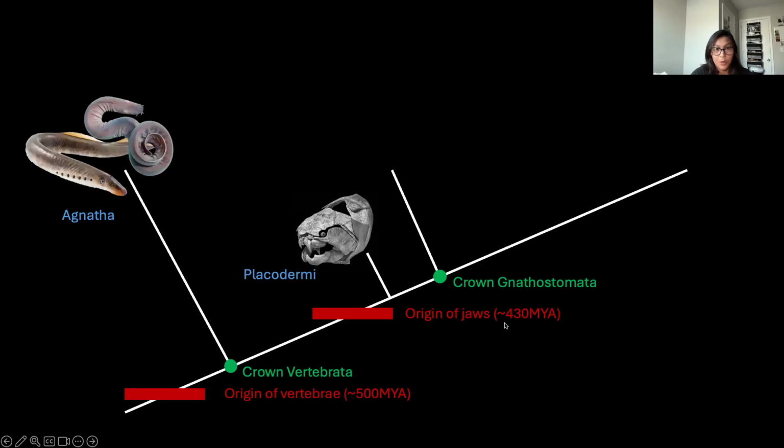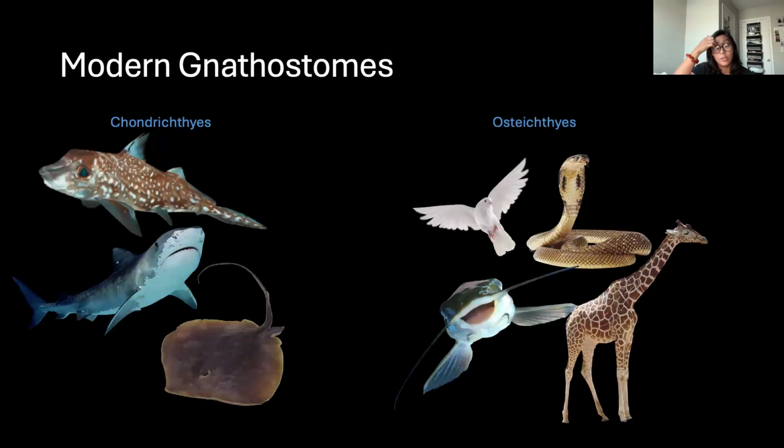And so the next group I'm going to talk about is the modern jawed vertebrates, or crown Gnathostomata. Modern jawed vertebrates can be divided into two main groups. We have our cartilaginous fish, and that includes our sharks, our rays, and this thing called a ratfish or a chimera. And we also have our osteichthyes, our bony fish.